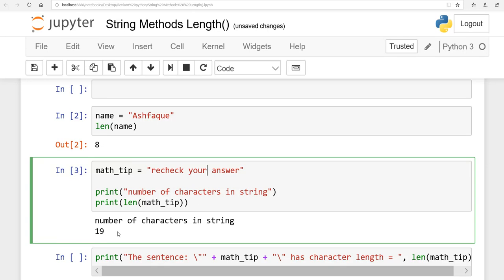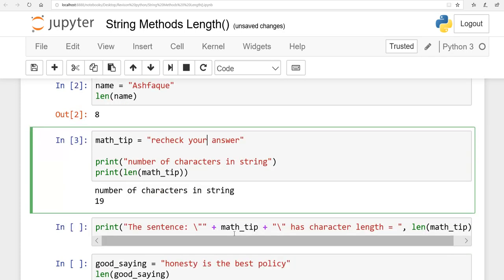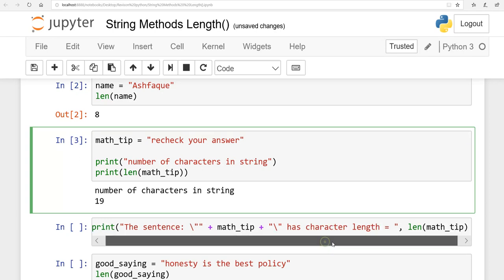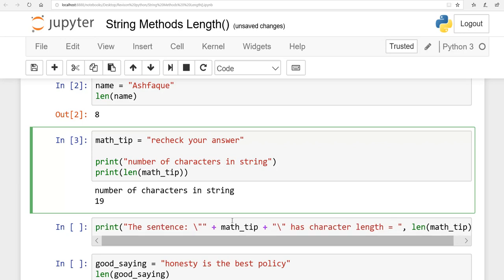In the third example, suppose you want to write these two in one line: number of characters in a string 19 is equal to 19. So here I have made the coding for you. See how you have to write it. Print the sentence and then a colon, math_tip, right? What is the math tip? Recheck your answer, and has character length. So see, this is the complete coding. You have to write it like this. In this way, you will get this output in one line instead of two.